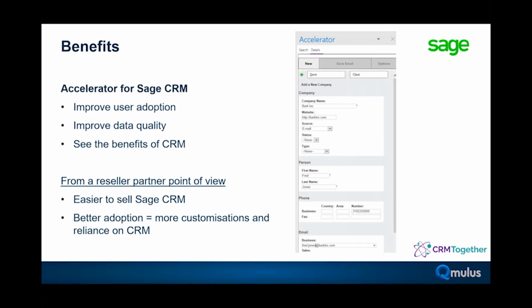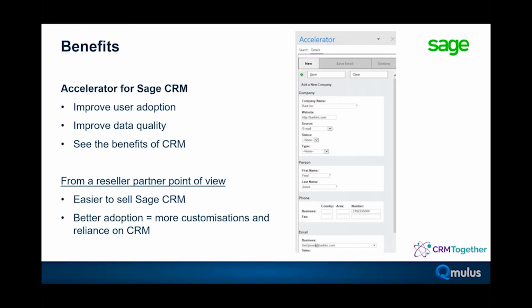From a reseller point of view, it does make it easier to sell Sage CRM. In fact, one story from one of our partners, from Ralph, was that he did a 2-hour presentation, and at the end he demonstrated Accelerator, and the prospect said, well, why didn't you just show me that at the start? We would have just had a deal.